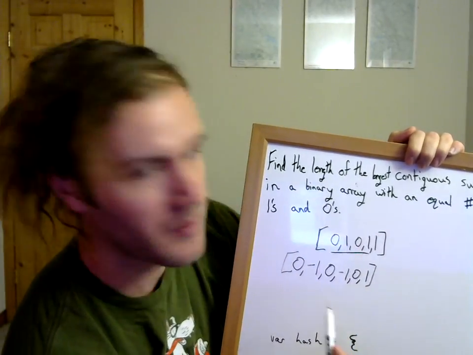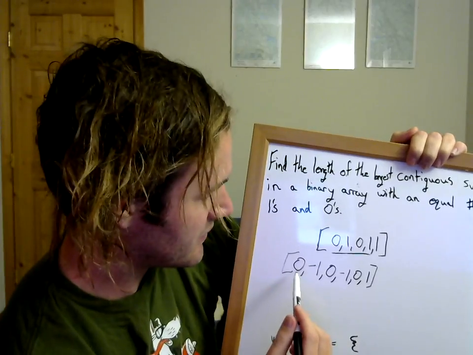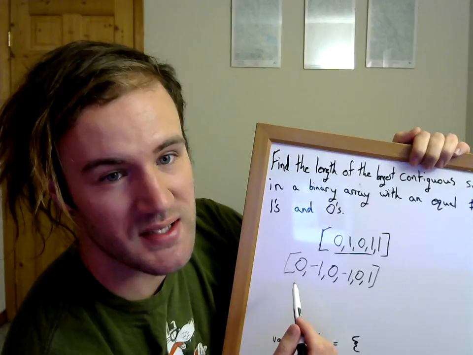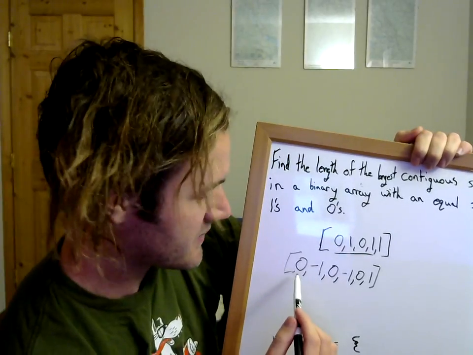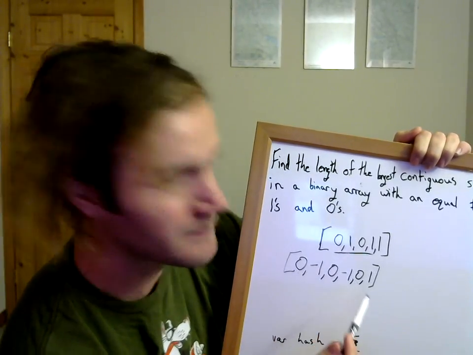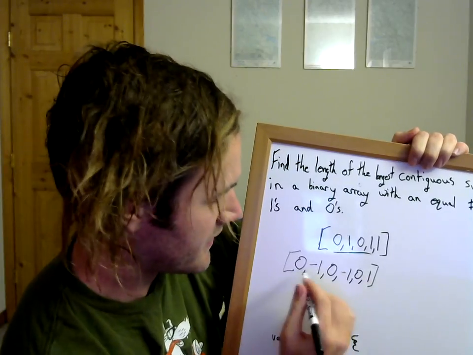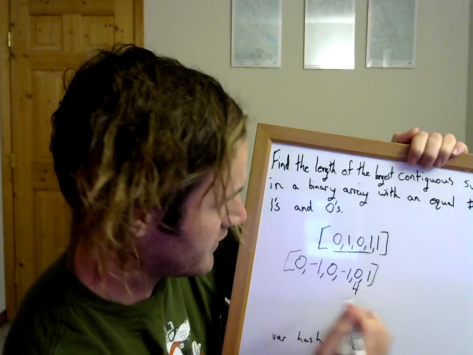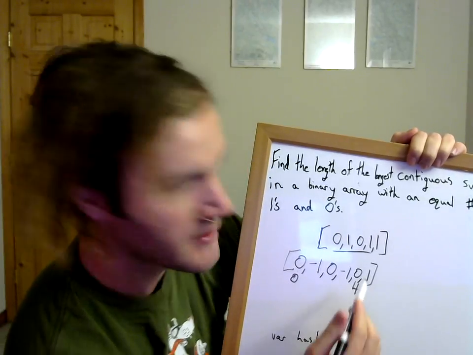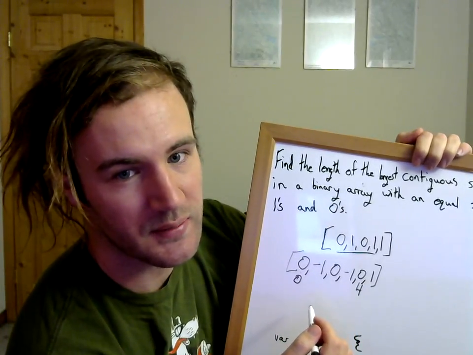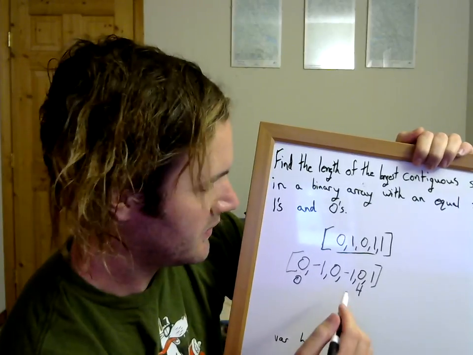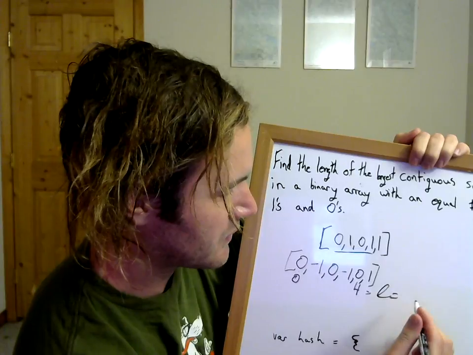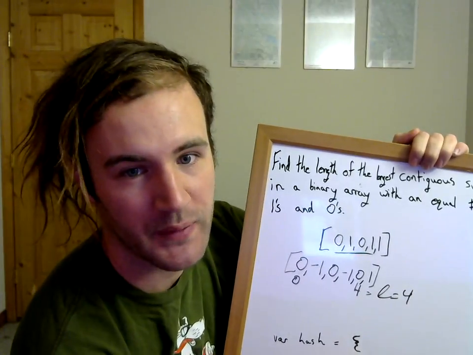Okay, so now what we've got to do is find the two equivalent sums that are the furthest apart. In this case, it's this 0 and this 0. And so that is 0, 1, 2, 3, our index of 4, and our index of 0. So our length is going to be the right index minus left index. So we have a length equal to 4.